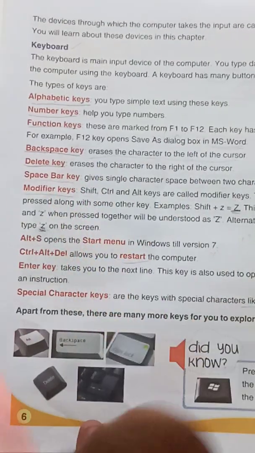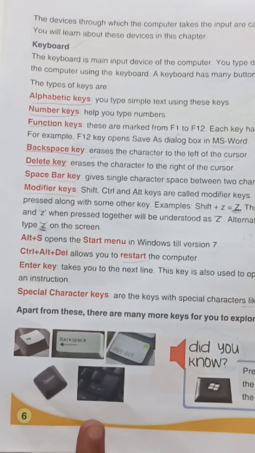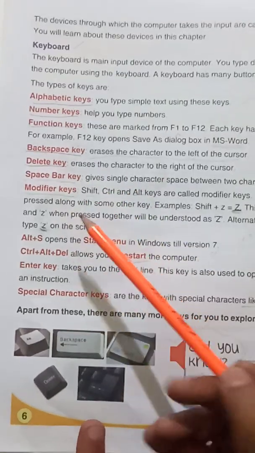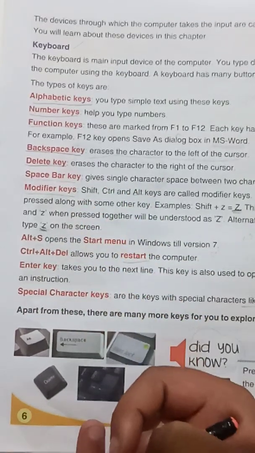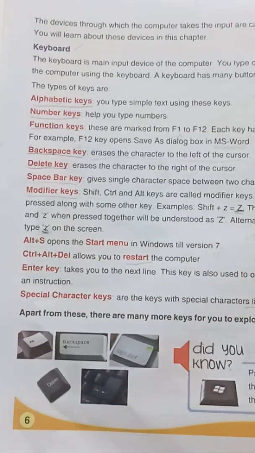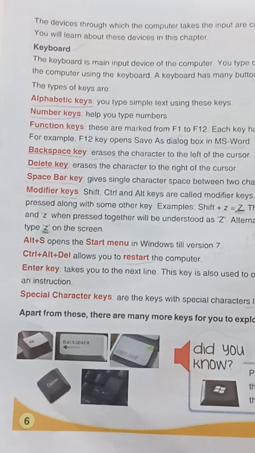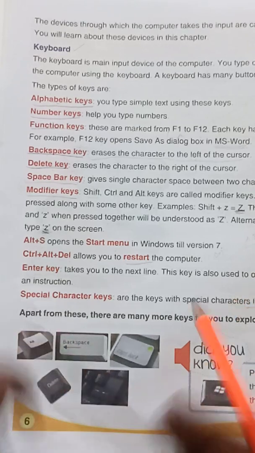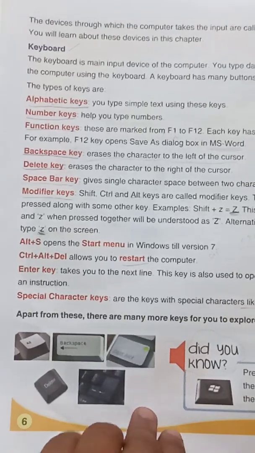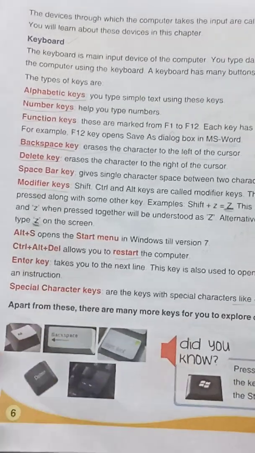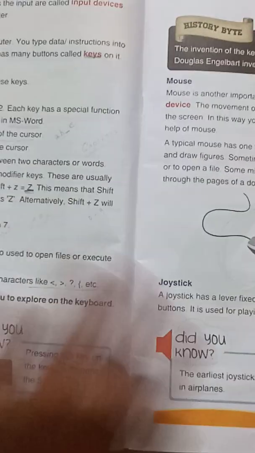There's a big backspace key, delete key, spacebar key, modifier keys. All these keys are used to input data in the computer. So keyboard is our main input device. Already we have discussed all these things, so I am giving you just a summary of this chapter. Clear? Our second input device was mouse.